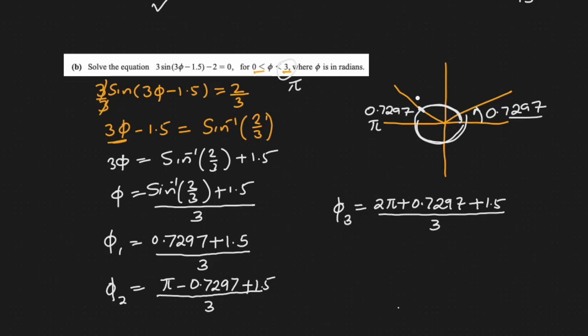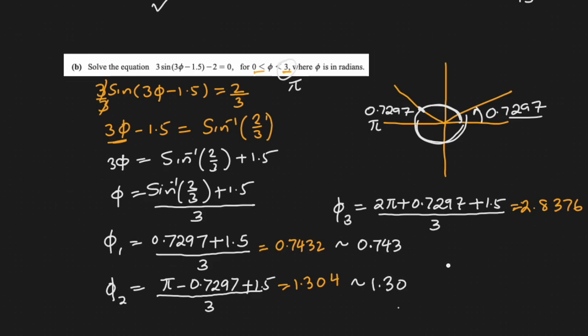All right. So let me evaluate these three separately. So these are the three answers I got when I place this in my calculator. Three significant figures I want to give answers. So 0.743, this can be written as 1.30, and the third one will be 2.84. These are the answers I received.